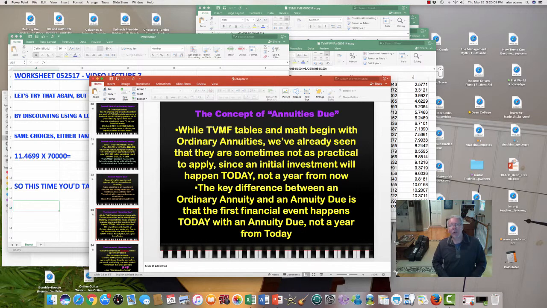So tables C and D are useful to us as far as doing calculations, but sometimes they're not practical if you're going to start your cash streams immediately. If you do, it's not an ordinary annuity. It's called an annuity due, as you can see. Okay? An annuity due, it means it's just like an ordinary annuity, except you're going to make the first action, whether it's compounding or discounting, happen today, not 1 year from now.